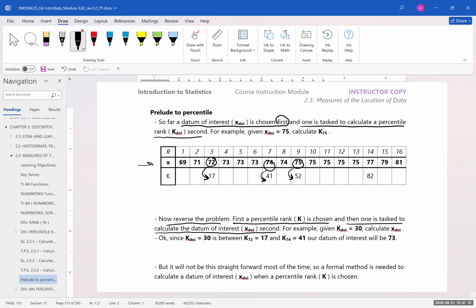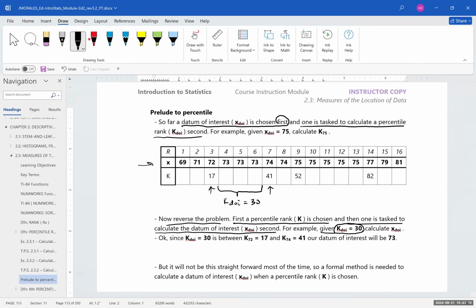So for example, let's say we were given the percentile rank of a datum of interest was 30. So we look here at this table and we look at our percentile ranks. Here we've got a percentile rank of 17. Here we've got one of 41. So a percentile rank of 30 is going to be between 17 and 41. All right, so we know 30 is going to be somewhere in this range.